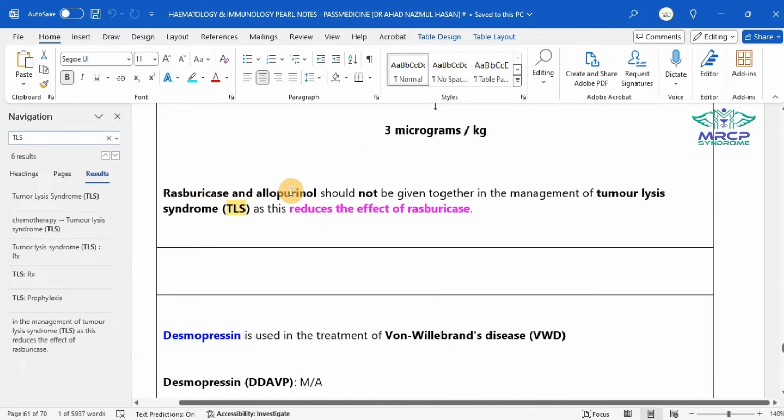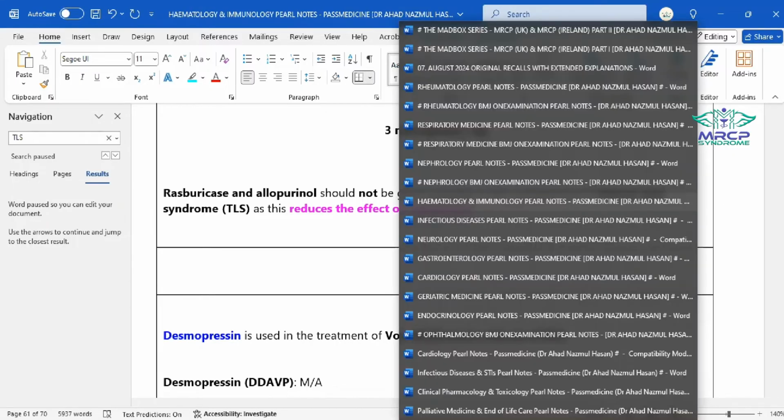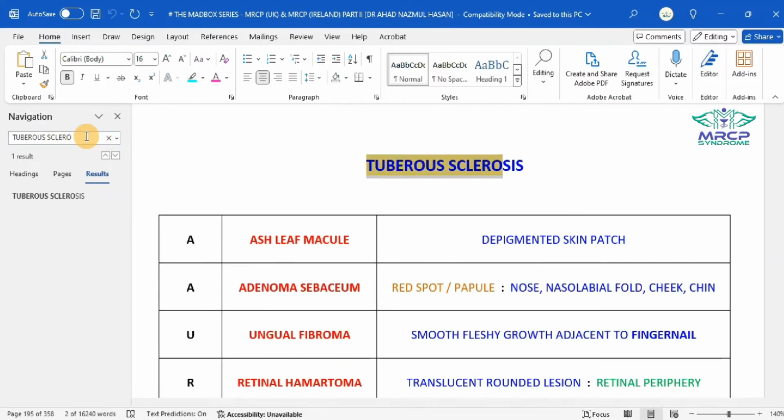Rasburicase and allopurinol should not be given together in the management of tumor lysis syndrome, as this reduces the effect of rasburicase. So what is the mode of action of rasburicase? This is very important for part 1. What is the mode of action of rasburicase? Anyone?